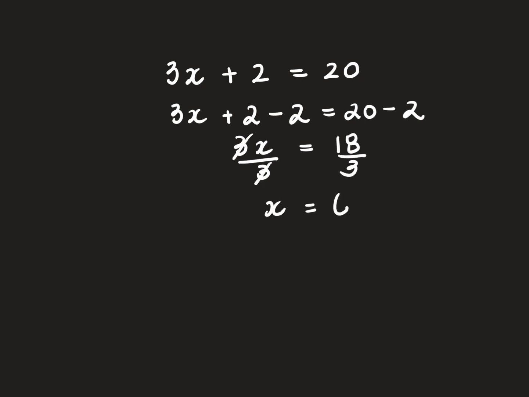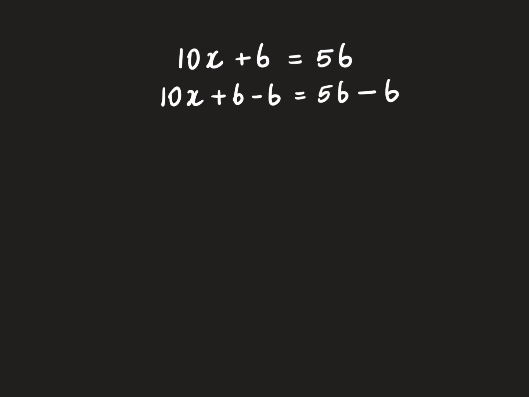x = 6. Now, as I'm doing this next one, why don't you chant it along with me? Okay, we start by reading it out. 10x + 6 = 56. Do you know what comes next? 10x + 6 - 6 = 56 - 6. 10x = 50. Divided by 10, cancel. x = 5.